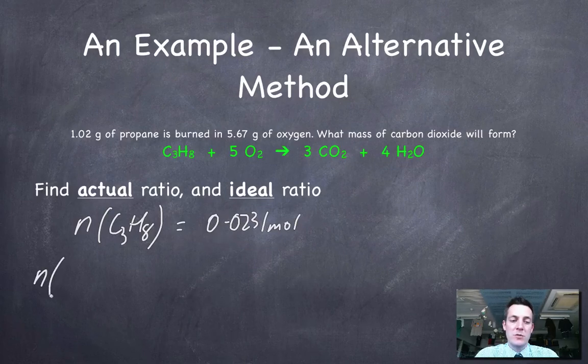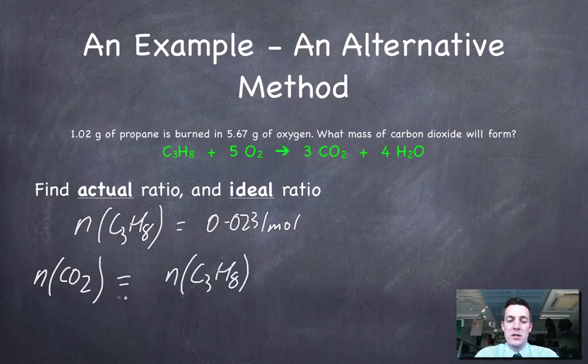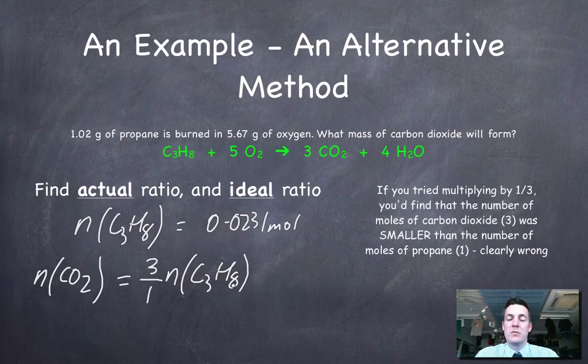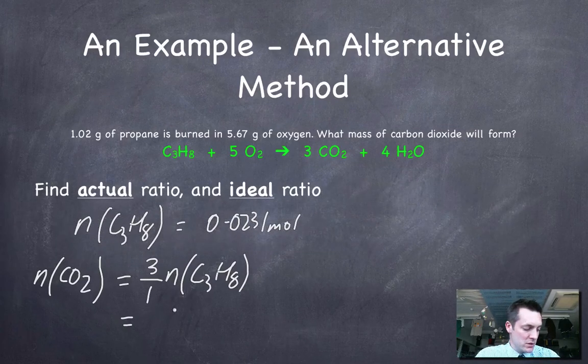Well, let's write an expression for the number of moles of carbon dioxide, because to find its mass, I need to know its number of moles. I'll compare that to the number of moles of propane. This statement is not true. The number of moles of carbon dioxide, which is 3, is not the same as the number of moles of propane, which is 1. In fact, it's 3 times greater, 3/1, times as big as the number of moles of propane. So that is 3 times that number, which is 0.0693.